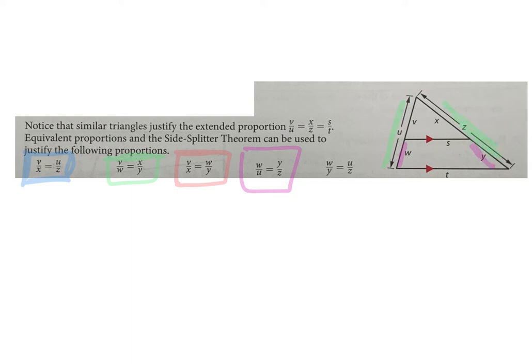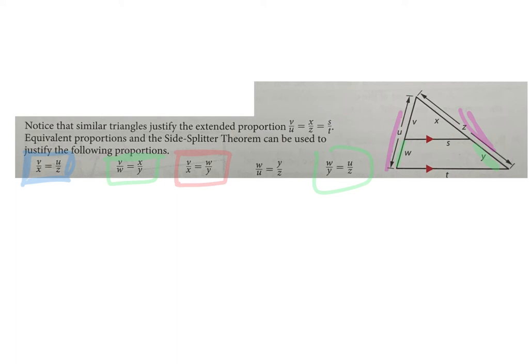So there's a ton of proportions that can be set up with these. Let me delete that piece. Ton of proportions that you can do. This last one, W to Y, so those two compared to U and Z. So a lot of different ways to find proportions in here, depending on what you have and what you're looking for.